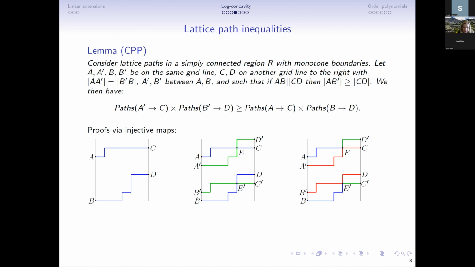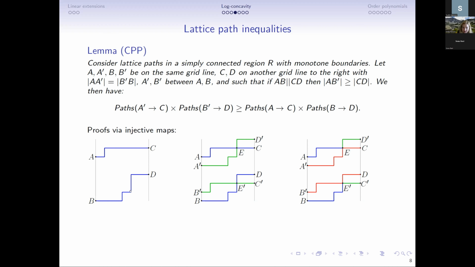And then from this, we are going to create a pair of lattice paths from A prime to C and B prime to D. So the red, we are going to go from the blue to the red paths. And this is going to give us an injection. So if you have an injection, we have an inequality that the number of these paths is less than the number of these paths here, the red ones, pairs of paths in this case.